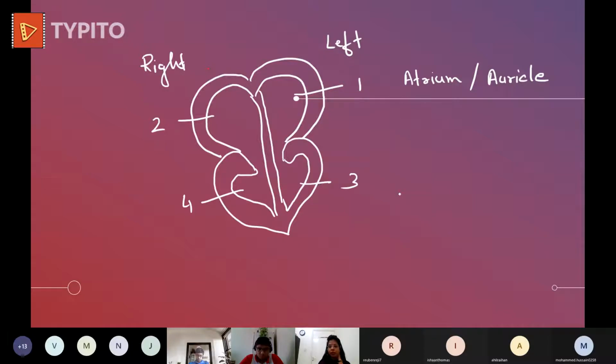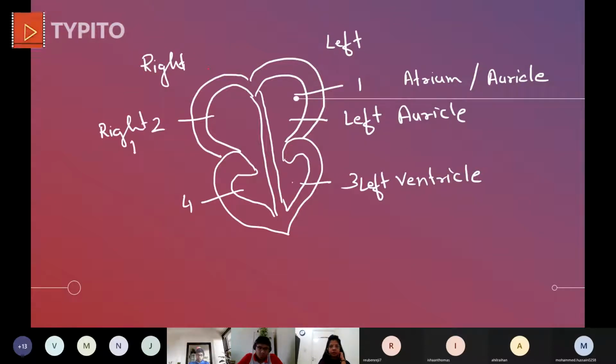And what is the name of the lower chambers? Lower chambers 3 and 4, what are they called? Ventricles. Lower chambers are called ventricles. Correct. So this is the left auricle and left ventricle. And this is the right auricle and right ventricle. So these are the 4 chambers of the heart.